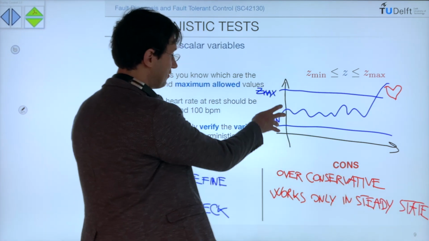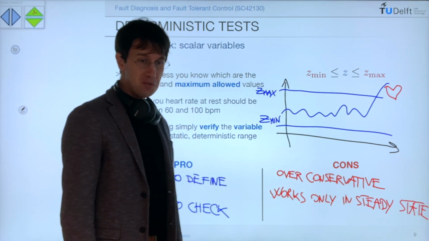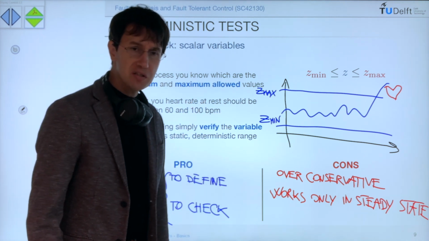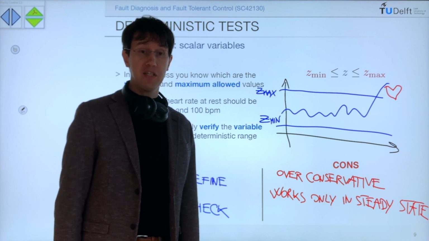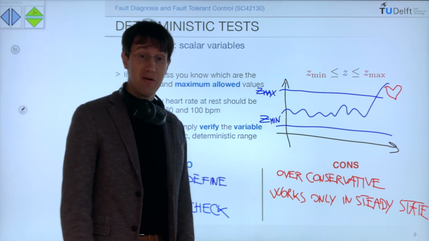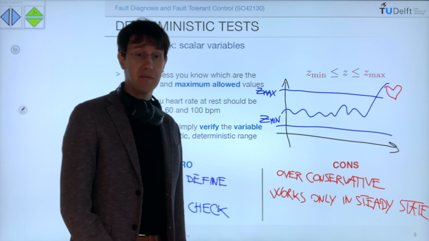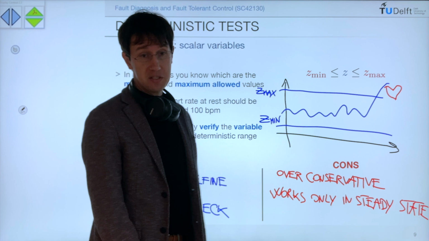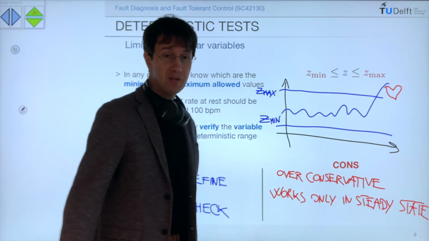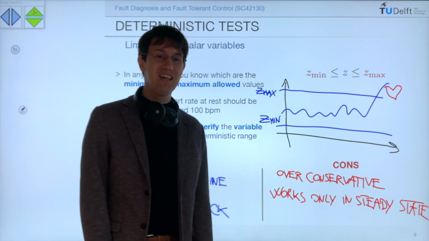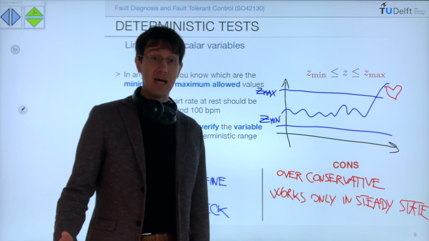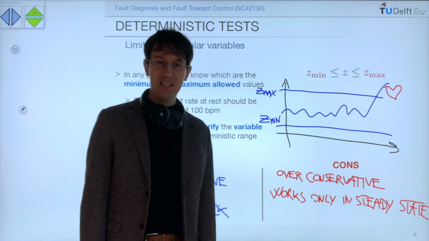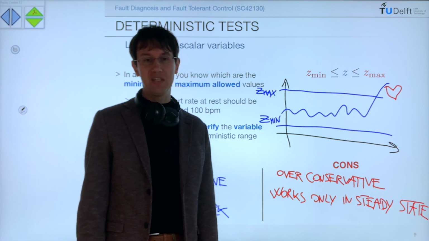Indeed, when we define these two numbers, you see this is quite a wide range. And this is because we need to account for a lot of possible physiological variation. So there are persons that normally have a lower heart rate, persons that normally have a higher. And so all this variation is described by this range. But also, when you say to somebody heart rate at rest, well, being at rest is not really well defined.